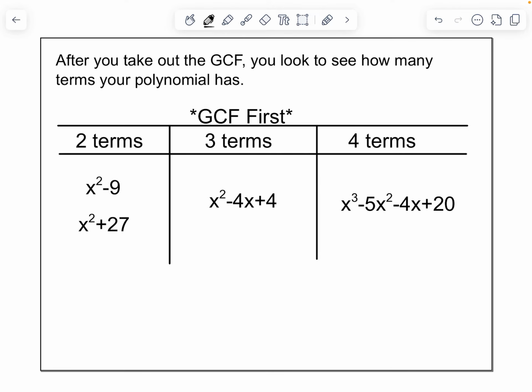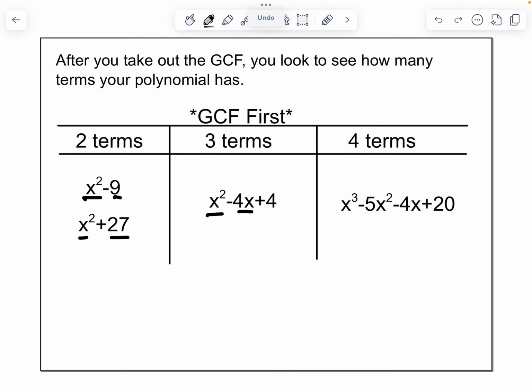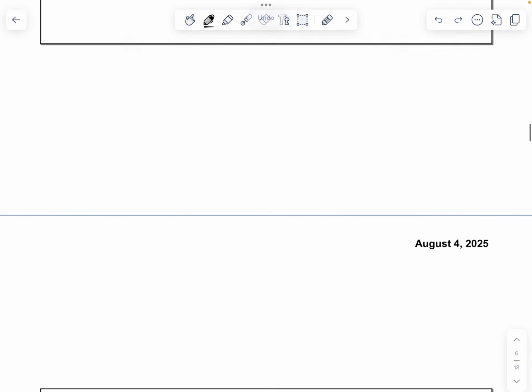These are just examples on this page. So 2 terms might look like this. 2 terms might look like this. Notice both of those examples have 1, 2 terms, 1, 2, or 1, 2, 3 in the 3 terms column. After you've taken the GCF, if you're still left with 1, 2, 3, 4 terms, you're going to look in this column, right? We're separating it by terms, and the methods that were used are these.